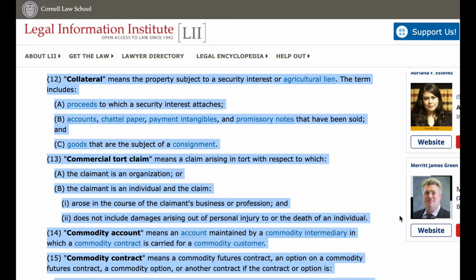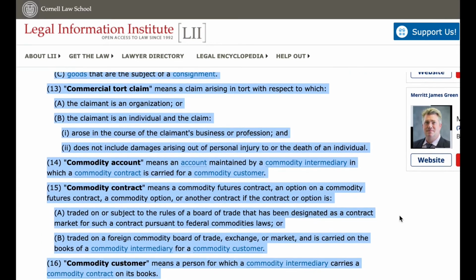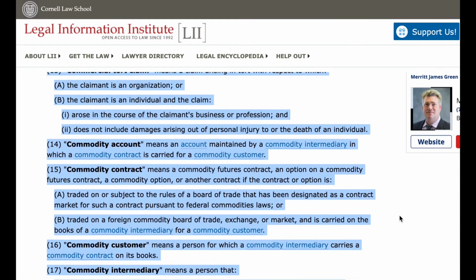13. Commercial tort claim means a claim arising in tort with respect to which: a. The claimant is an organization; or b. The claimant is an individual and the claim (1) arose in the course of the claimant's business or profession, and (2) does not include damages arising out of personal injury to or the death of an individual.